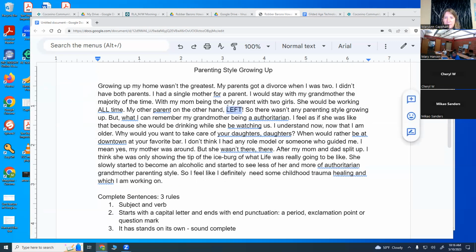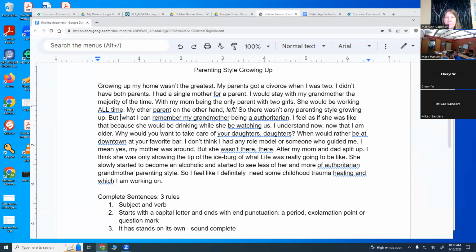The other thing you can do is capitalize, though that's not that normal. This is another way to emphasize a word: you put italics. Okay. Now let's italicize that. My other parent, on the other hand, left. So there wasn't any parenting style growing up. But we don't really need this comma because we don't say, but what I really remember, you want to go, what I really remembered.